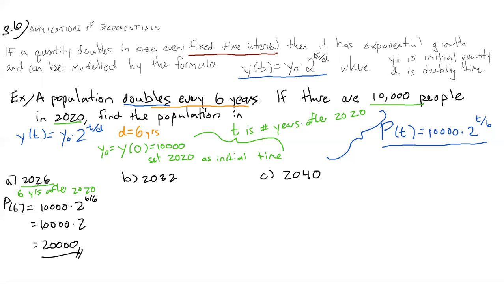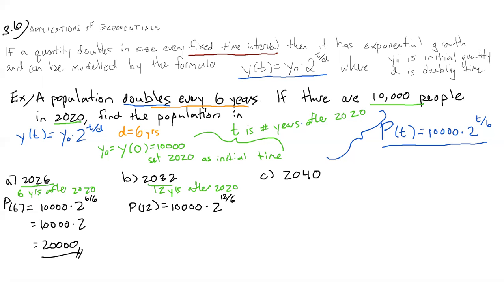2032. So same question, this is 12 years after 2020. And so we plug in 12. And that's 2 intervals of 6. So it should double twice. And then what you'll see in the formula is that we get 10,000 times 2, and then this is going to be that 12 over 6. That's that 12 divided by 6.